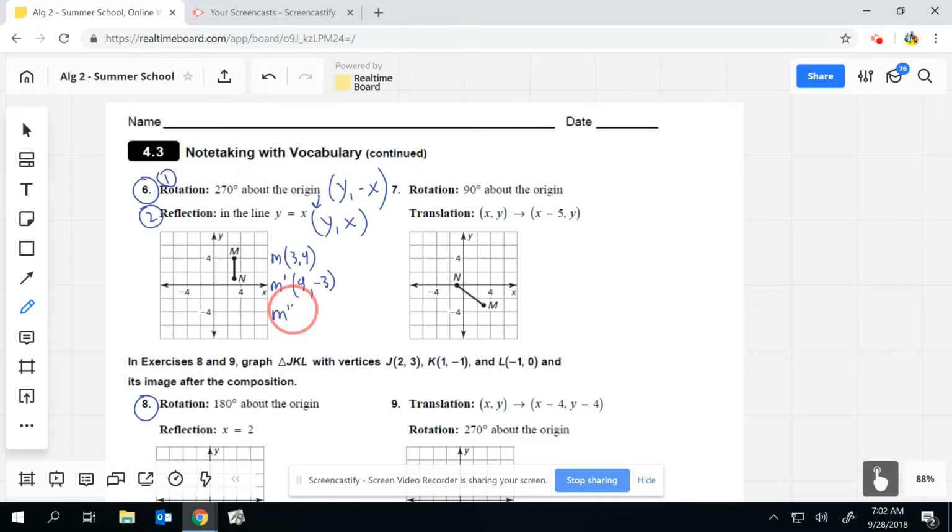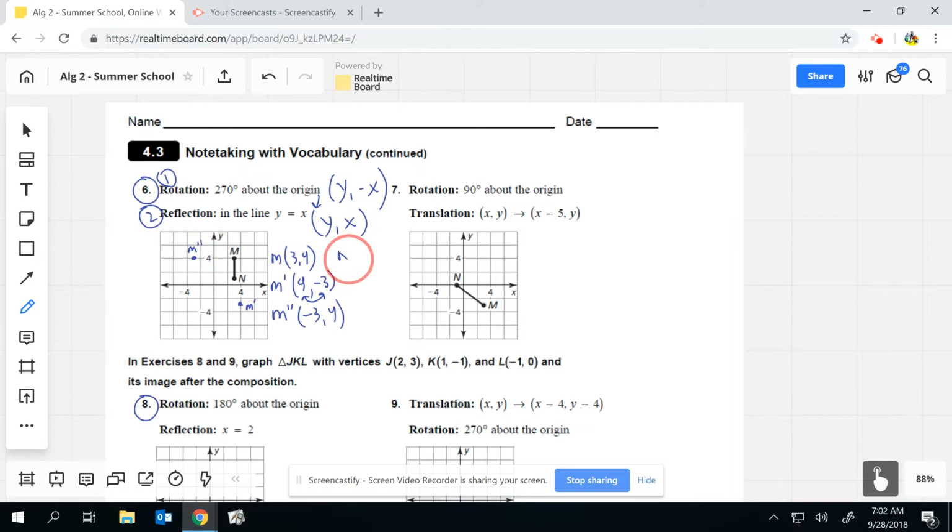And then M double prime, you're going to just switch those two around. So it's going to end up at negative 3, 4. So you're switching these two around to get your M double prime. So 4, negative 3 would be here. That's M prime. And then negative 3, 4 up here is your M double prime. And we'll show you how that works.